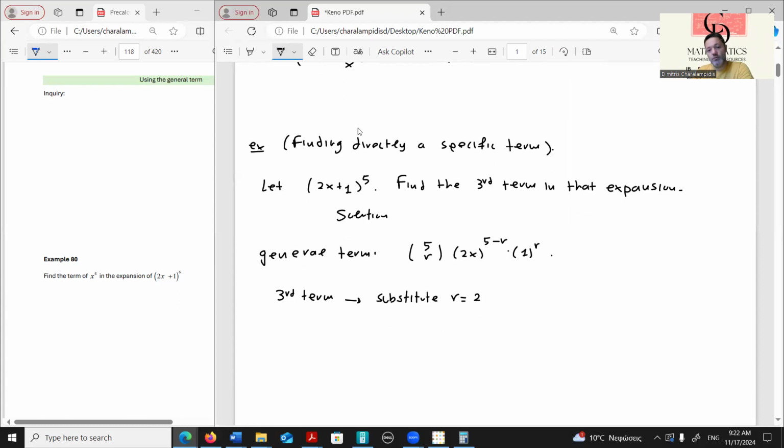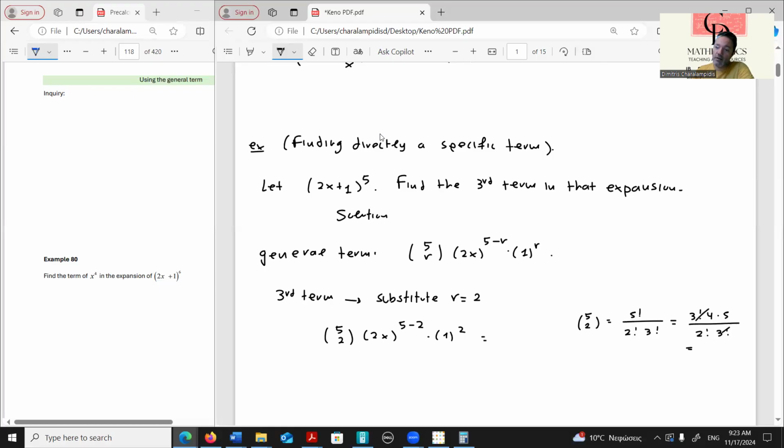By doing so, we would get 5 choose 2, 2x to the power of 5 minus 2 multiplied by 1 to the power of 2. Now the rest is details, or basically the rest is doing operations. 5 choose 2, we can either use the GDC or we can use Pascal's triangle or the formula. I kindly remind you that 5 choose 2 with regards to the formula is 5 factorial over 2 factorial times 3 factorial. This can be expressed as 3 factorial times 4 times 5 over 2 factorial times 3 factorial.